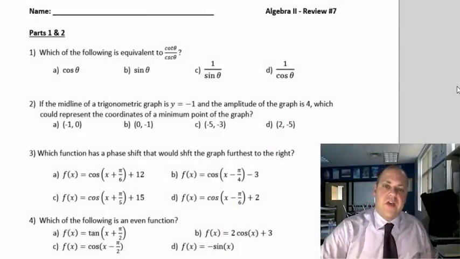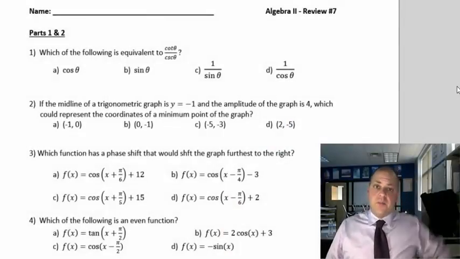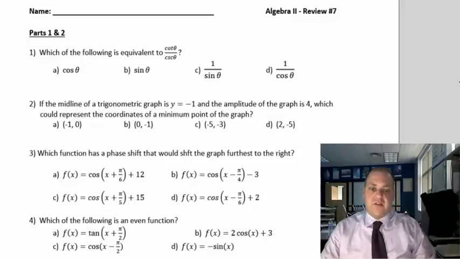Let's roll through review 7. It goes as quickly as possible, so I don't want to hold you up, but I do want to make sure I explain so you get something out of this as well.